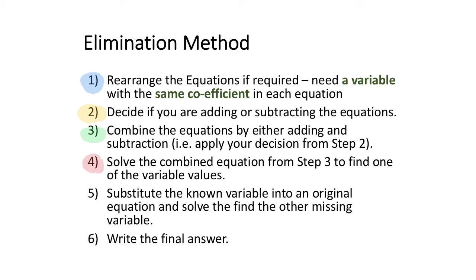The next step is to solve the combined equation that we formed in step 3, and then that will give us the value of one of our variables in the original equations. Step 5 will then be to substitute that known value into one of the original equations to find the value of the second variable. And then once we have the value of both variables, the final step is to write the answer. So that is a summary of the steps required to complete the elimination method. Now we'll go ahead and have a look at an example.